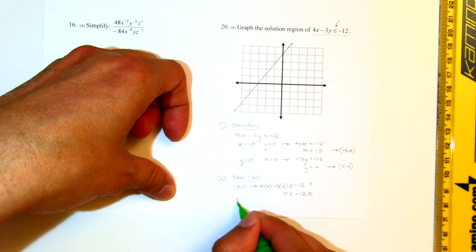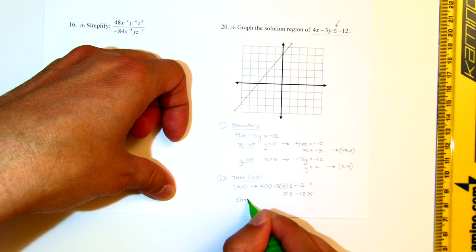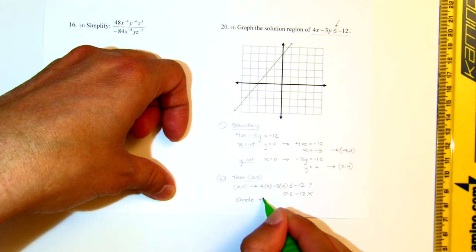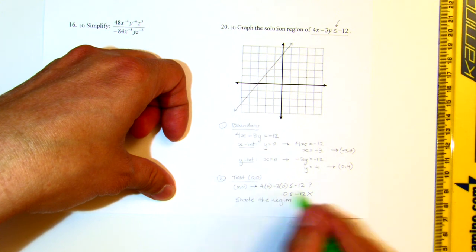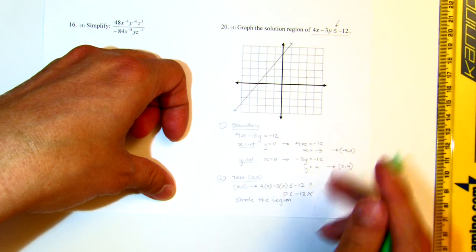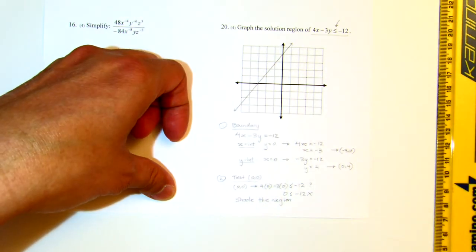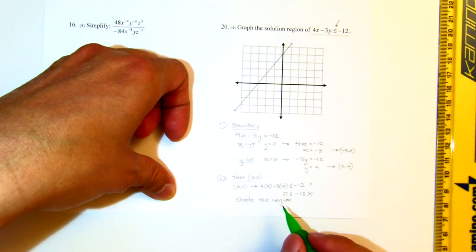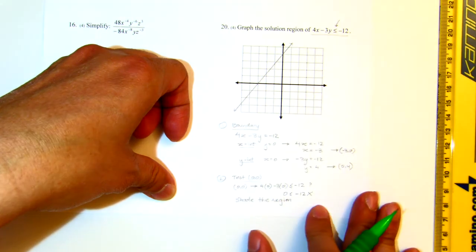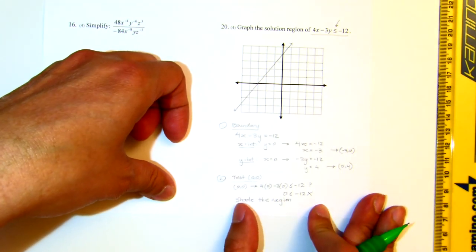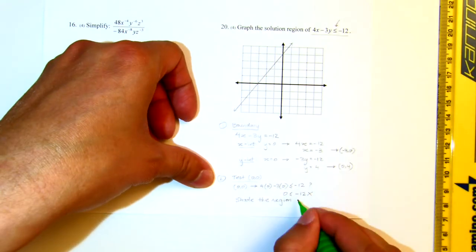So we will shade the region, because (0, 0) is not a solution to this inequality. Therefore, the region which is the solution will be the region not containing (0, 0).